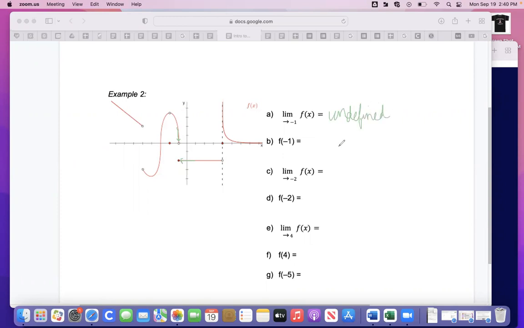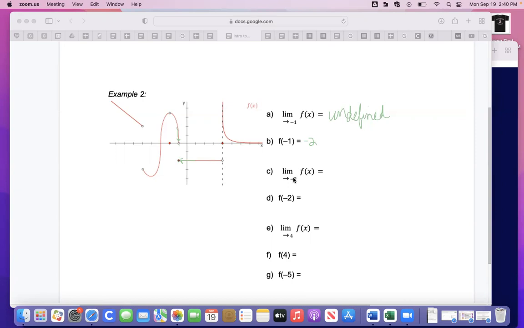Now, what about the value at -1? So where is the function valued at -1? Where is the filled in hole, basically? The filled in hole at -1 is at -2. So the value of the function at -1 is -2. The limit does not exist, it is undefined at -1 because we have a jump here, but the value is -2 because that's where my hole is at.